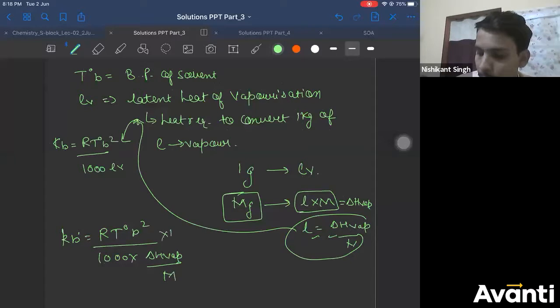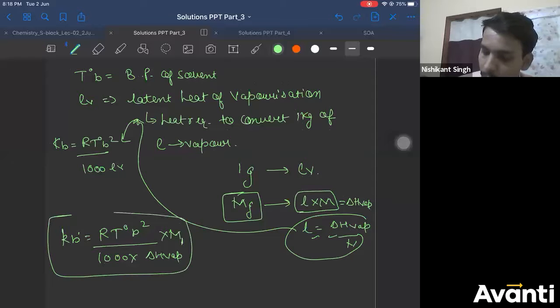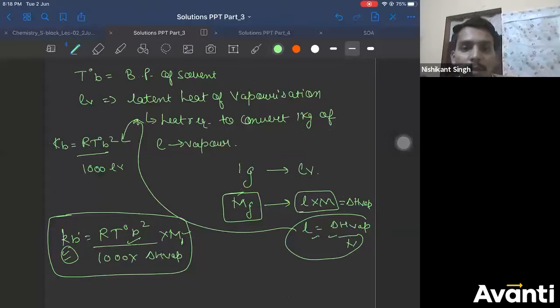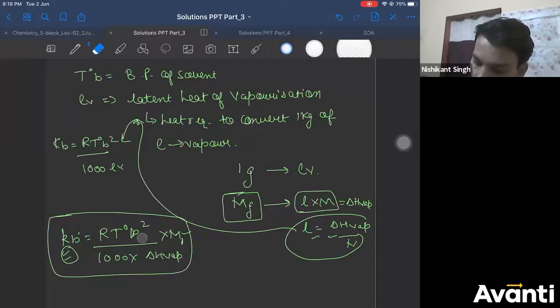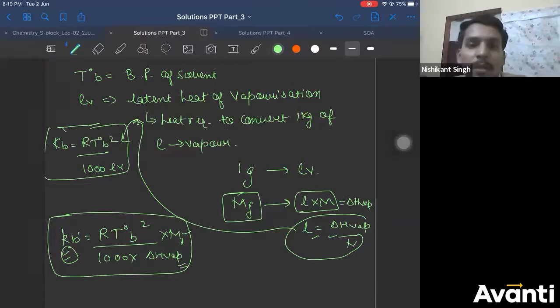This will go up. You can write it directly here. Molar mass, but molar mass of what? Solvent. So you can see this is the boiling point of solvent, molar mass of solvent. Therefore, KB is a property of solvent, not solute, right? It is square. Yes, it is square. I told you this is T naught B square. Is this formula clear, guys? This is in terms of latent heat of vaporization. This is in terms of enthalpy of vaporization, right? If you have any doubt in this formula, please ask.